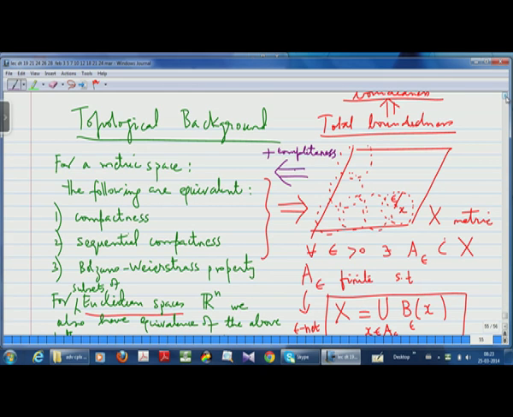Then the theory tries to give equivalent conditions which are easier or handier to verify. In the same way, if you look at compactness, there are conditions which help you to verify compactness more easily. So, what are the equivalent conditions? I was telling you yesterday that for a metric space, compactness is the same as sequential compactness, and that is the same as the Bolzano-Weierstrass property. Sequential compactness is the property that every sequence has a convergent subsequence, and the Bolzano-Weierstrass property is that every infinite subset has a limit point.